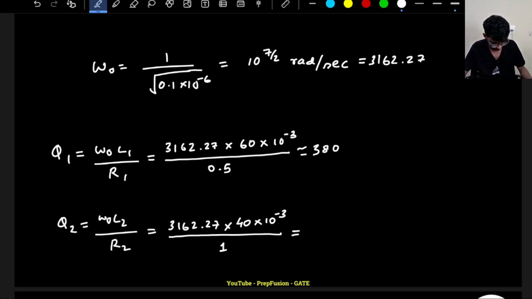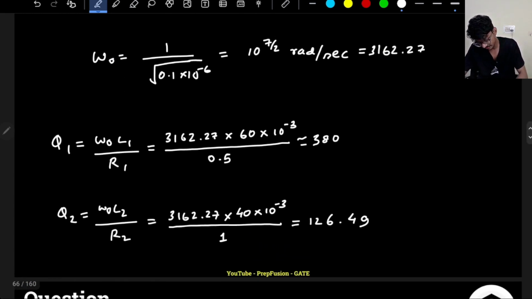Okay, again I have made a calculation mistake. I am also not able to use the GATE calculator properly. Something is happening with me, I am really phased right now. So into 10 raised to power minus 3, yeah, 126.49. Okay, so this will be your quality factor of the second coil.